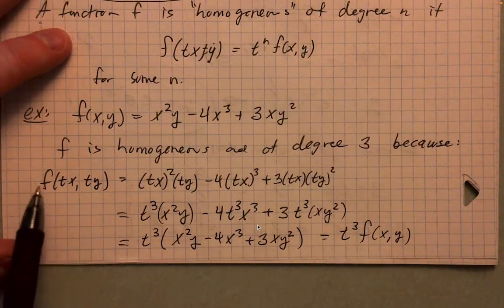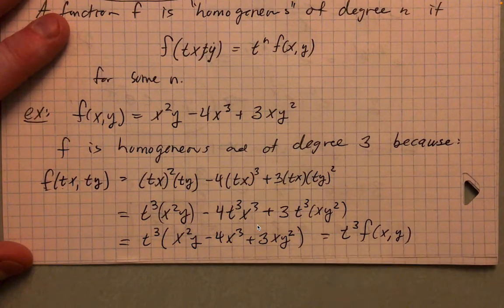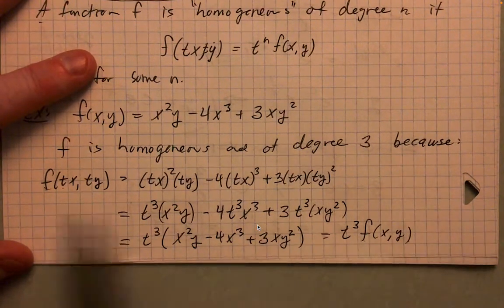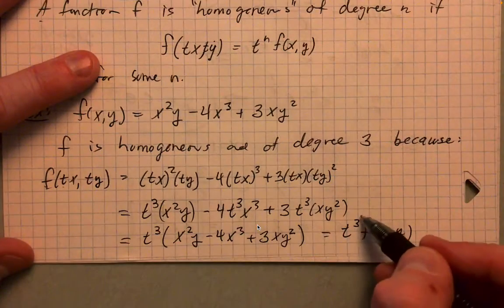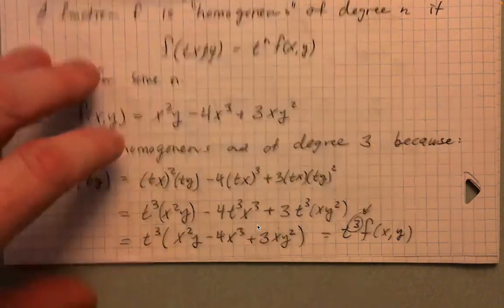So f of tx, ty is equal to t cubed f of xy, and so this is homogeneous because of that property, and it's of degree 3 specifically because of the t cubed that you see up front. All right, let's do another example.